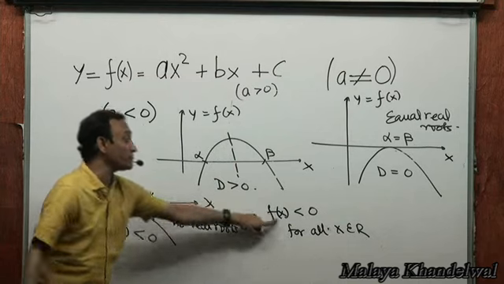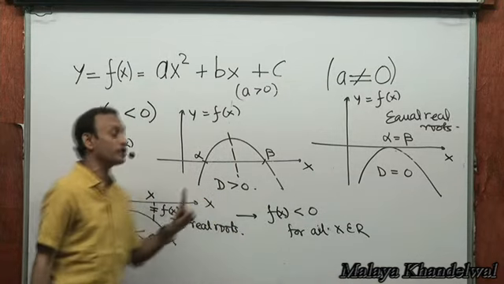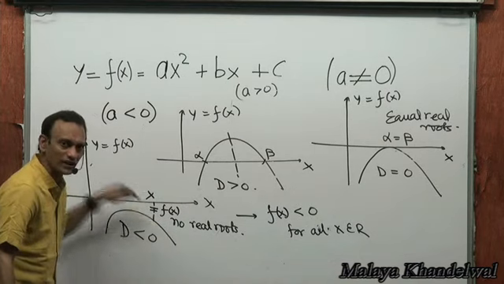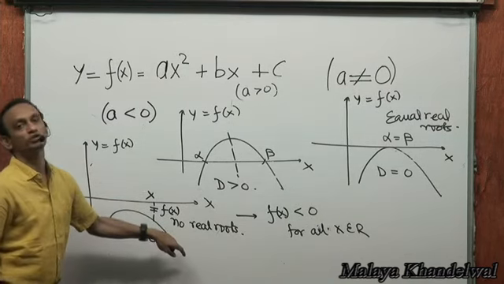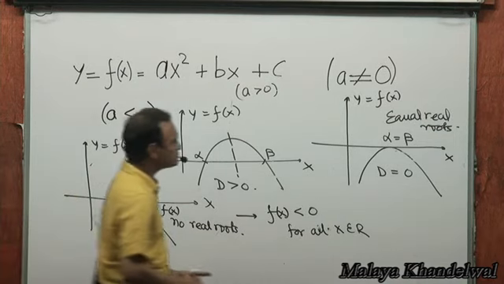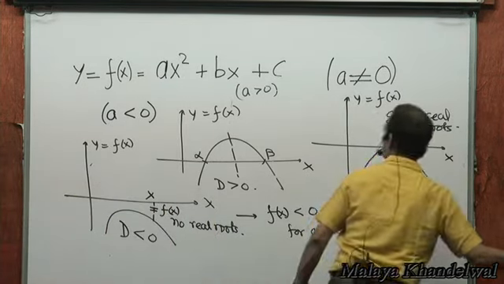And conversely, if f(x) is found to be less than 0 for all real x, you can draw two conclusions. One, it's going to be a downward opening parabola, that is a is less than 0. Two, the discriminant is less than 0. Yes or no? Right?